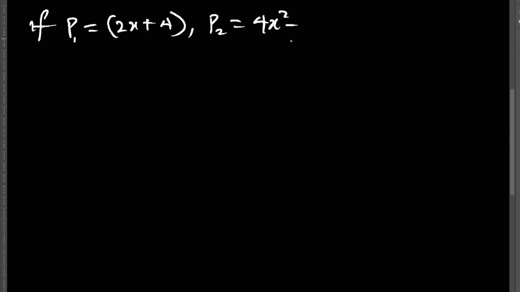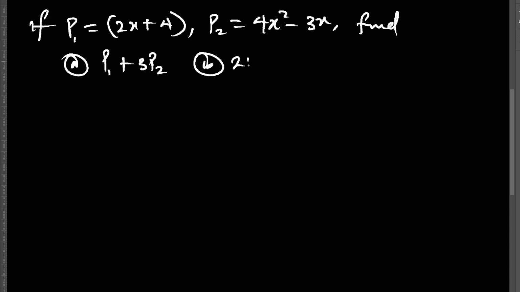So let's make addition and subtraction a bit more interesting by considering this question. If I have that P1 is equal to 2x plus 4, and you have that P2 is equal to 4x squared minus 3x. Now the first question here says find P1 plus 3P2. And the second question states that find 2P1 minus P2.